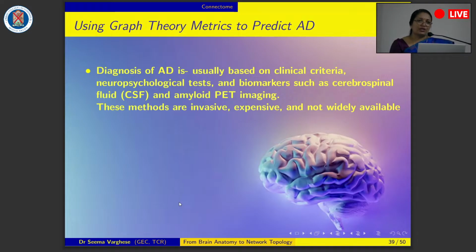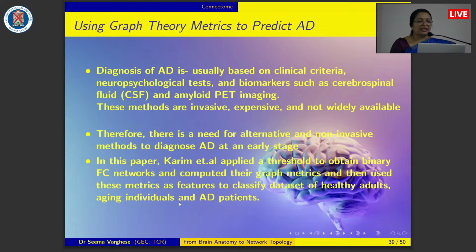And the usual way of diagnosis now is some tests called neuropsychological tests and biomarkers such as cerebrospinal fluid, which is the fluid in the spinal cord, and amyloid PET imaging. All these methods are very expensive and they are invasive. Invasive means they hurt us. You have to take blood or a sample or something like that. So they are invasive and expensive. So we should look for an alternative diagnosis procedure.